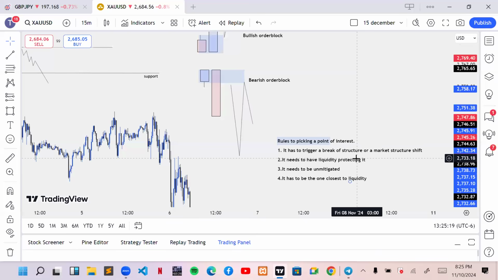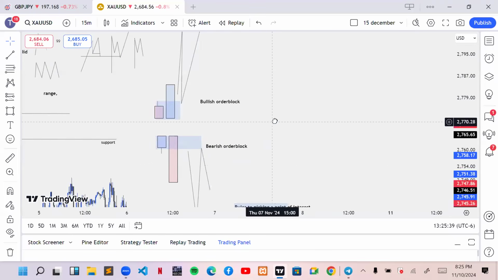The third one is it needs to be unmitigated. So it means you should be picking the point of interest that price has not tapped into before. If price has broken out or shifted structure, you need to make sure that the point of interest you are picking is one that price has not tapped into before. So now this last part says it needs to be the one closest to liquidity.